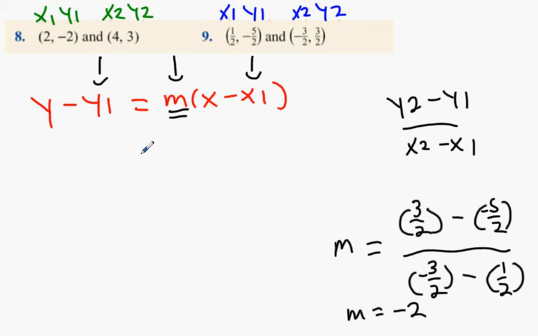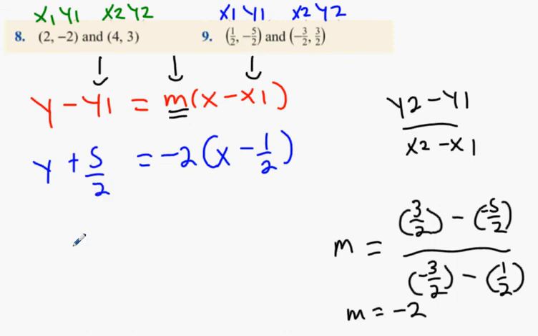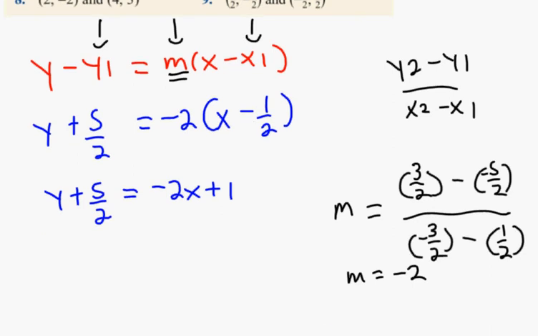Go back up to the top. You know your m value is -2. Your x1 is -1/2. And then y, take away y1, which is minus 5/2, is plus 5/2. So y plus 5/2 is equivalent to -2x. -2 times -1/2 is plus 1.